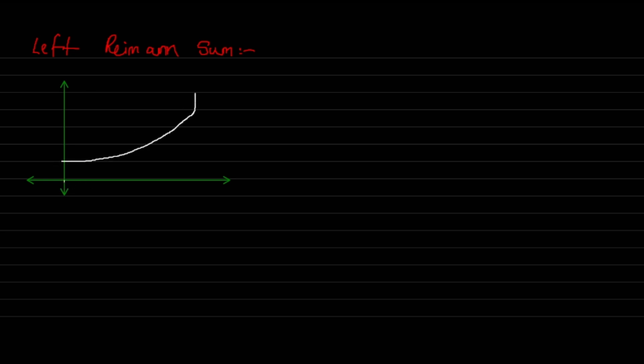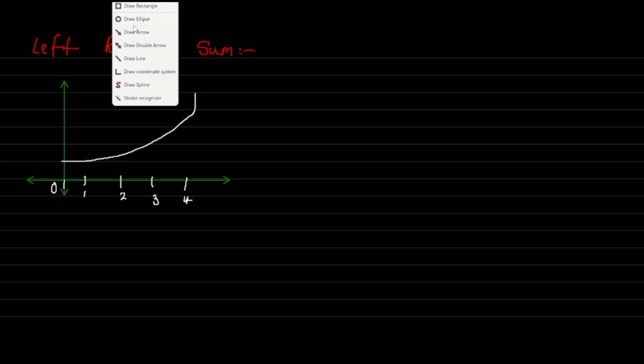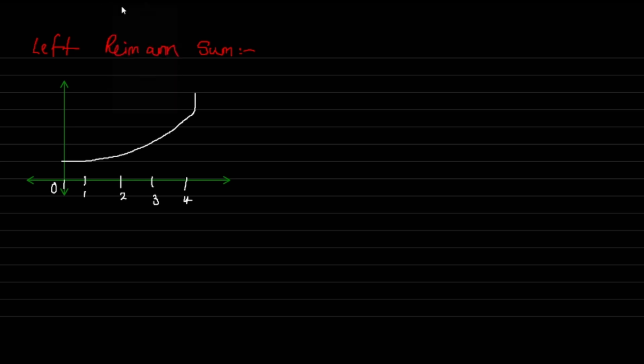Now, first of all, what is a left Riemann sum before we talk about anything else? A left Riemann sum basically entails that we start from the left hand side. So if I want to approximate the area under this curve from 0 to 4, where 0 is A and 4 is B, then the left Riemann sum is basically saying that the height of the rectangle is going to be the height of the initial point.